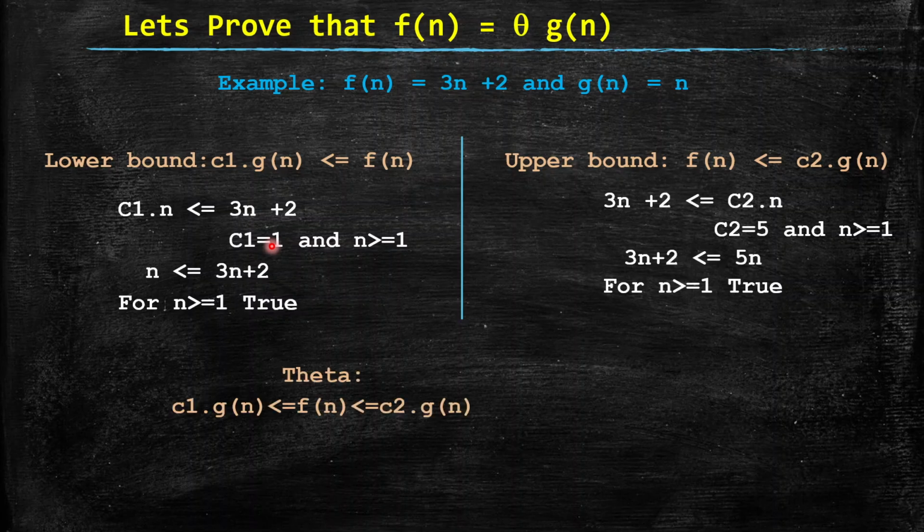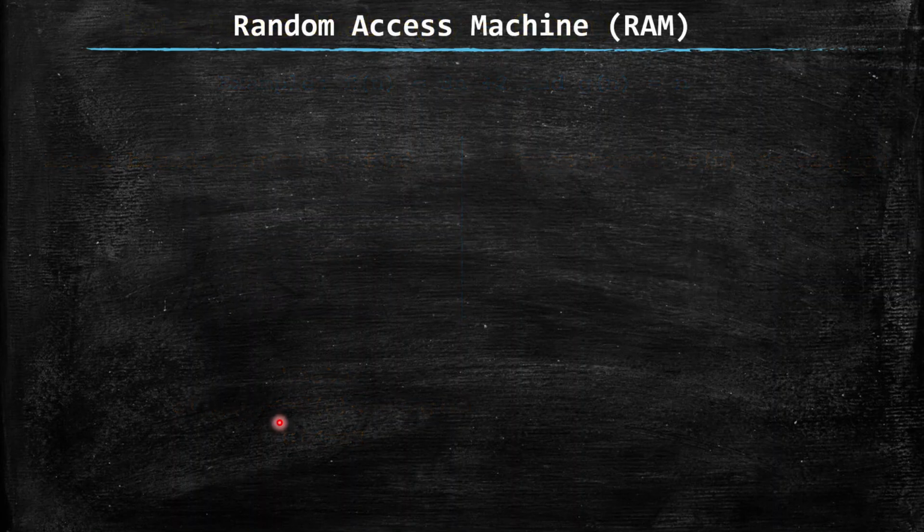So in this way theta is the average also. While representing theta, we can say that C1 gn is always less than the function, but C2 gn is always greater than the function. So C1 gn is less than fn, and then fn is less than C2 gn. You can compare with this.